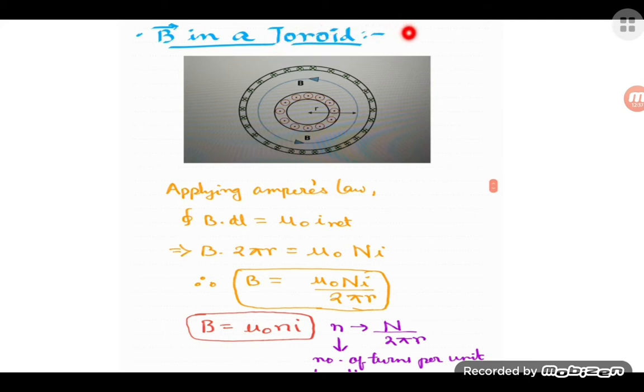Next, magnetic field due to a toroid. You can directly remember the formula, but it's better to remember this small derivation, because if you forget the formula, this derivation will come in handy.